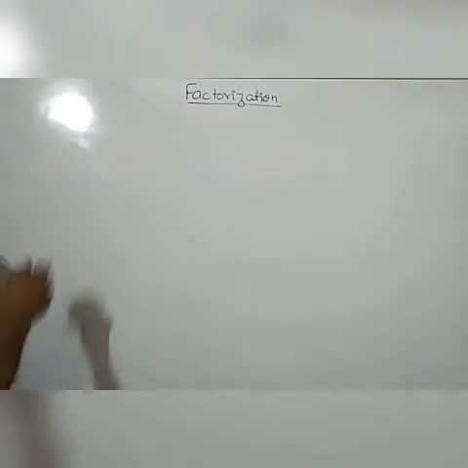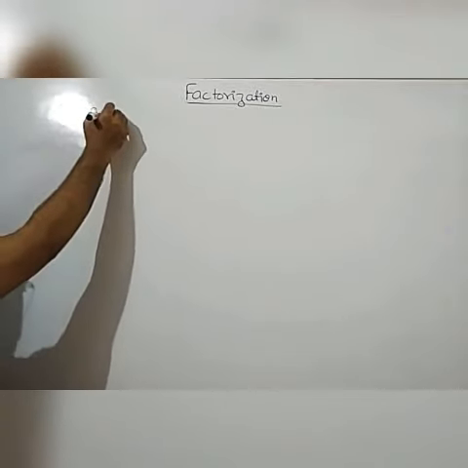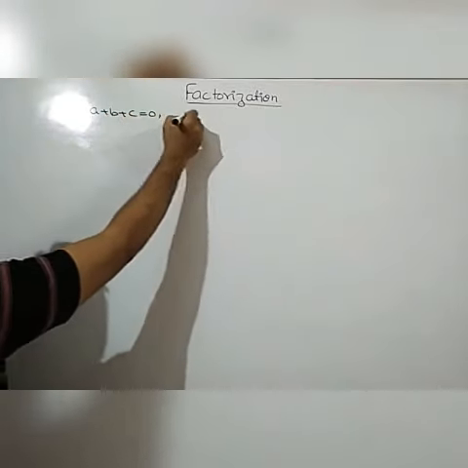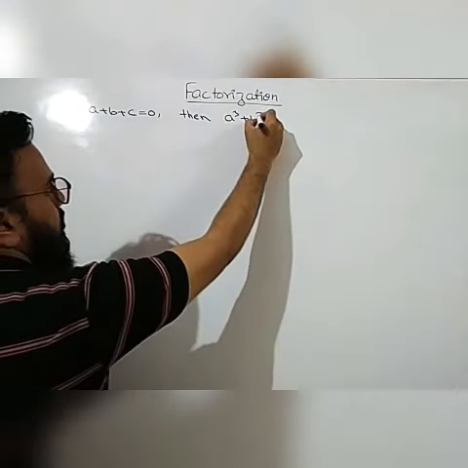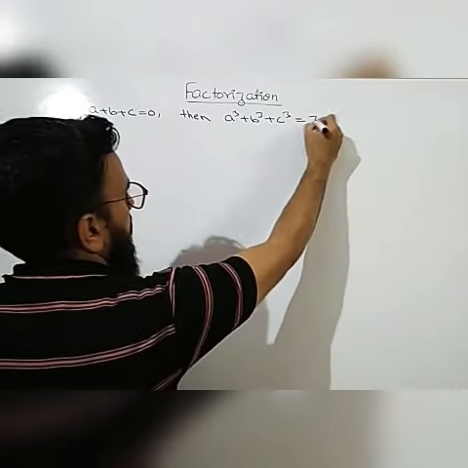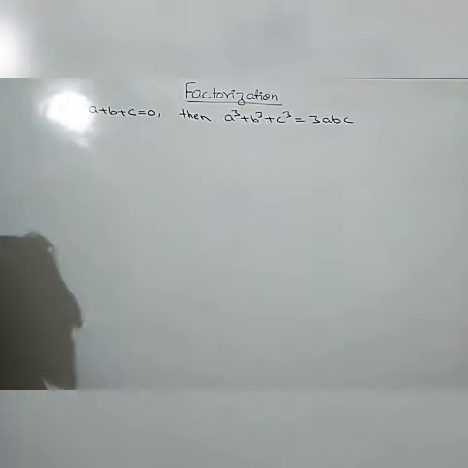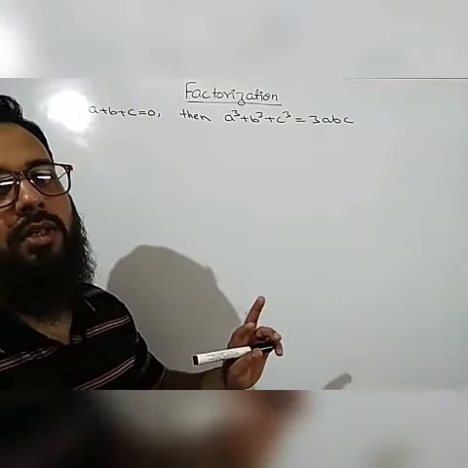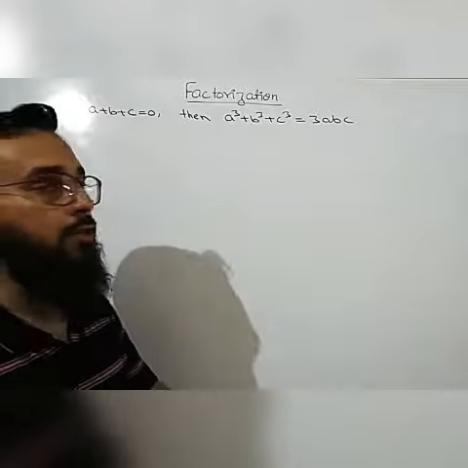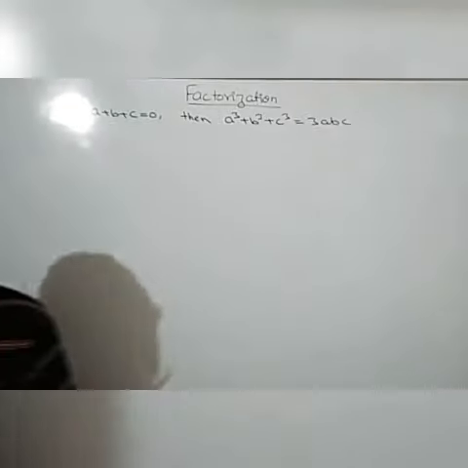So let us start. First you have to remember the condition. What is the condition? If a plus b plus c is equal to 0, then a cube plus b cube plus c cube is equal to 3abc. You have to remember this condition, and based on it the questions are asked in the examination. It is a very simple condition, so you just have to check the values. The sum of a plus b plus c should be equal to 0. So let us solve the question.